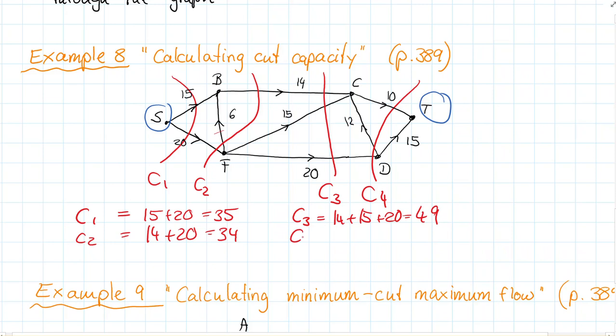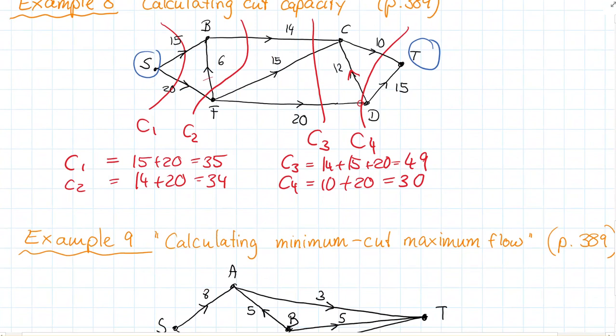And what's with cut 4? We're cutting through here, that's a 10. We're cutting through the 12, but we neglect that again because that's the wrong direction. And we're cutting through the 20 here. 10 plus 20, and that is a 30. So now we've had a look at the different capacities and we've calculated cut capacities. But what's that now used for?